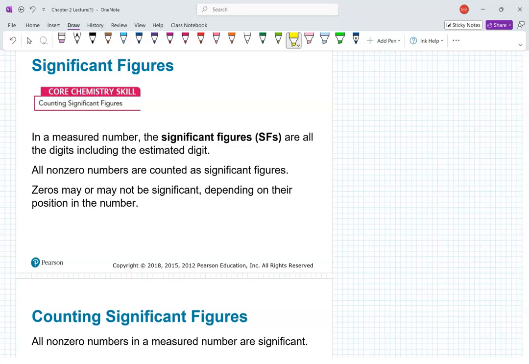When I count people in this room, I count 9. Is there any uncertainty? No. When you count something, there is no uncertainty. This is why a counted number, like 9 people, has an unlimited number of significant figures. If I would count 1,100, all significant figures in the world, every digit is significant. So, basic rules for significant figures.